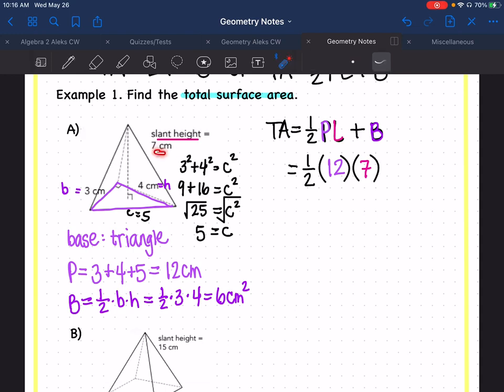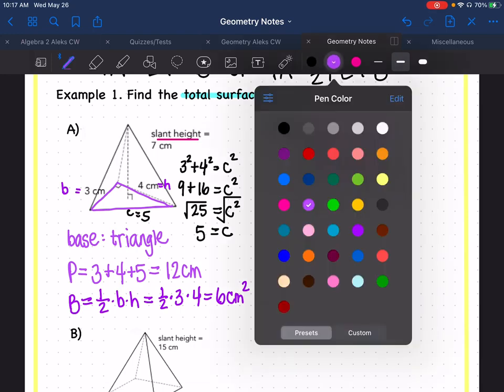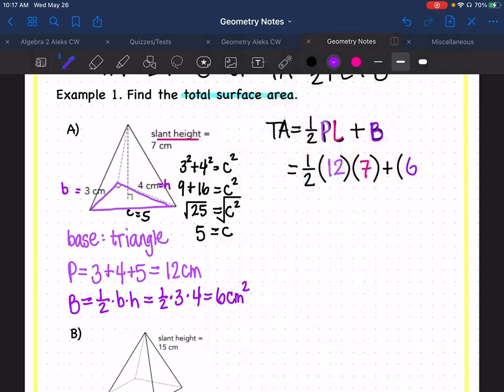That's what it said right here. And then I'm going to go ahead and add in the area of my base, or sorry, the base of my area. The area of my base. I said it right the first time. There we go. I'm going to go ahead and put this into Desmos. I can put it in exactly how it looks, or I can do it piece by piece. If I do it piece by piece, I have 42 plus 6, which gives me 48. My unit, centimeters squared, because we're doing area.